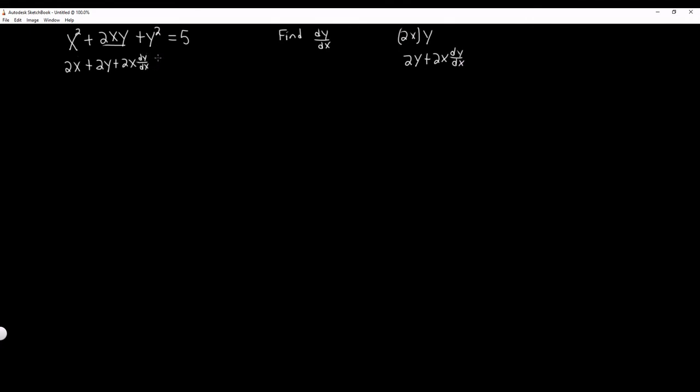Plus, and then we're on to our third term. So we're going to take the derivative using the power rule. So it's going to be 2y.